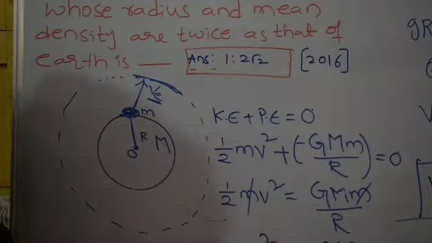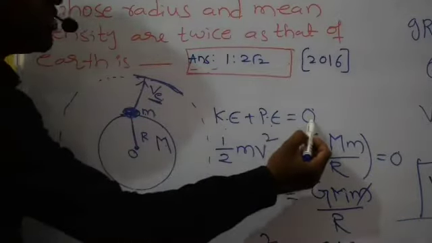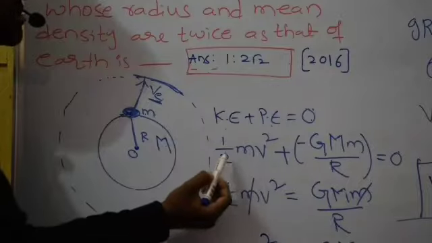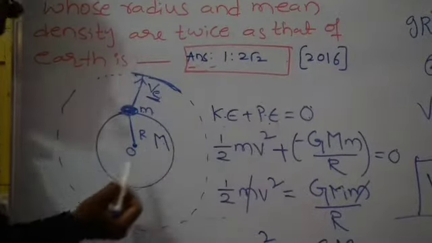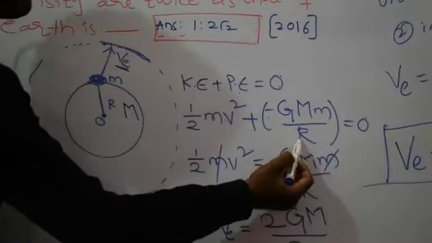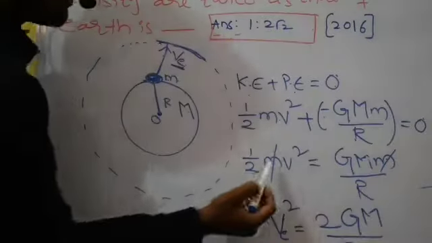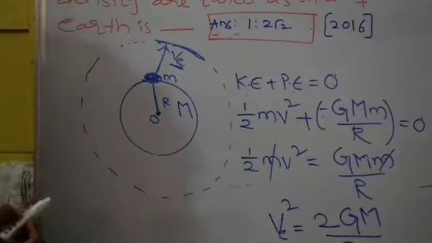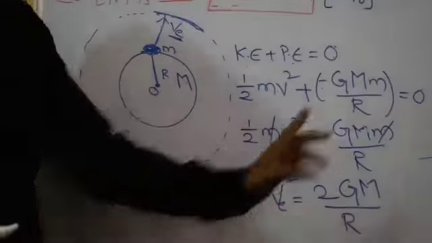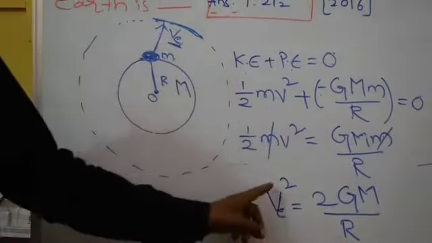So at that moment the total energy becomes 0. That's why I wrote kinetic energy plus potential energy is equal to 0. Kinetic energy is half m v square, and potential energy in the gravitation problem is minus G M m divided by R. Taking this to the right hand side, small m gets cancelled. What is small m here? Mass of the object. Small m gets cancelled. V square is equal to 2GM divided by R. If I take the square root on that side, it becomes a root.